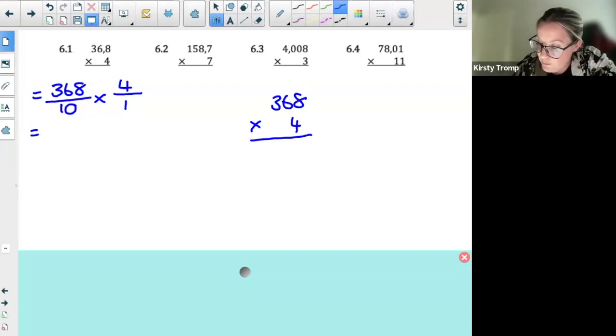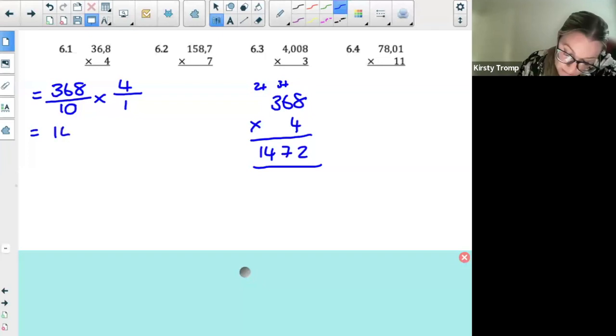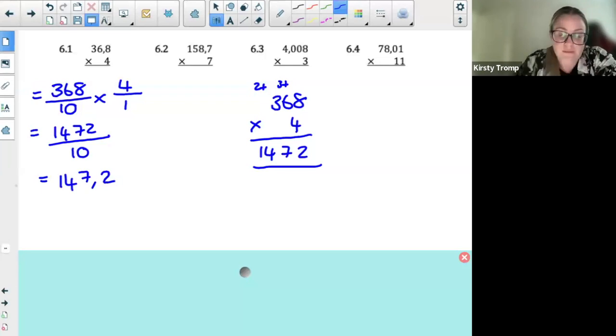So I say to myself, 4 times 8 is 32. So I put the 2 and I carry the 3. 4 times 6 is 24, plus 3 gives me 27. 4 times 3 is 12, and 12 plus 2 is 14. So I get 1472 over 10. Final answer, 147,2. Okay, 147,2. All right.